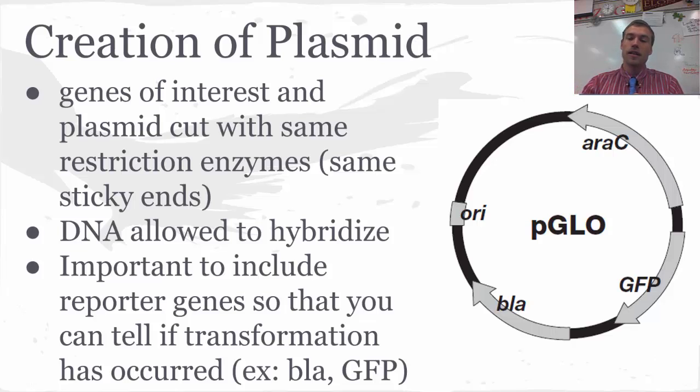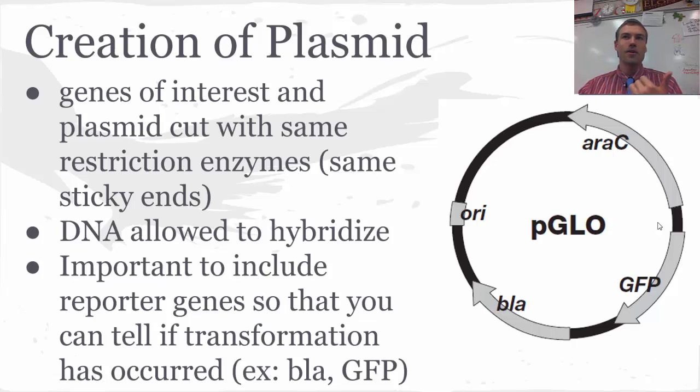lactase. So here, we've got our pGLO plasmid. This is the plasmid that we're using in our transformation. We've got 4 genes that we made sure to include. The origin, which is where replication of the plasmid begins. Arabinose C, which is a regulator protein for the GFP. We've got GFP, which is green fluorescent protein, and we've got beta-lactamase.